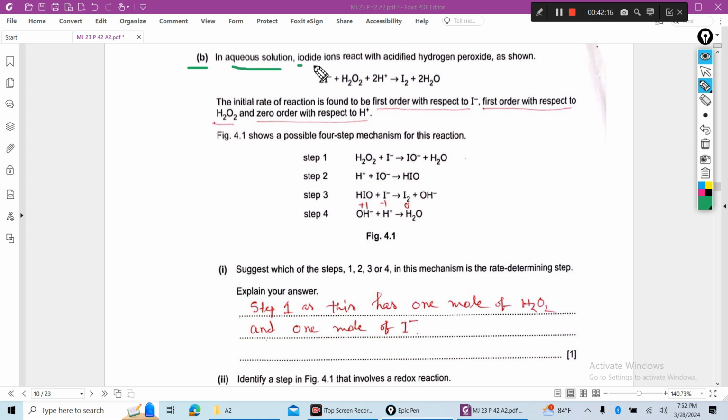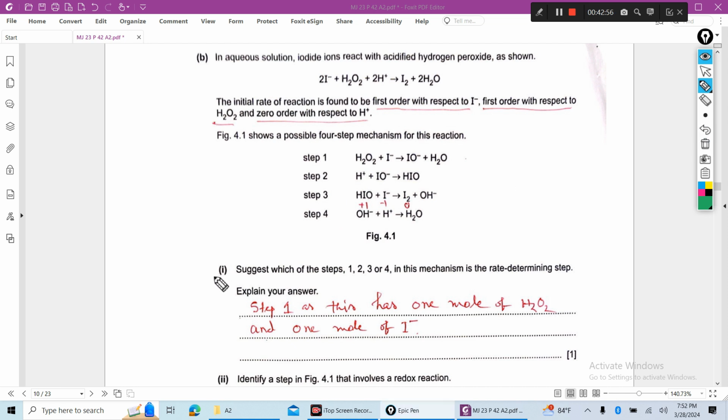Next, in aqueous solution, iodide ion reacts with acidified hydrogen peroxide as shown. Iodide ion reacts with hydrogen peroxide in acidic medium to produce iodine and water. The initial rate of reaction is found to be first order with respect to iodide ion, first order with respect to hydrogen peroxide, and zero order with respect to hydrogen ion. Now there are 4 steps: step 1, step 2, step 3, step 4.